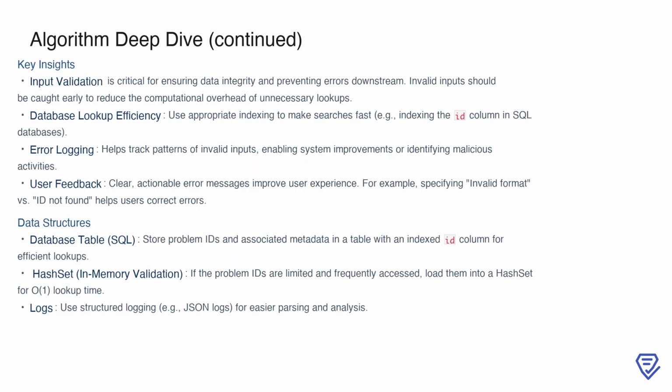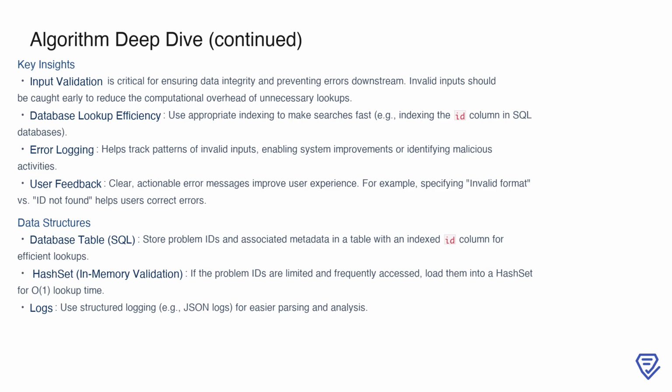Now, there are some key insights to keep in mind to improve the efficiency and reliability of this algorithm. First, input validation is critical. By catching invalid inputs early, we not only ensure data integrity but also save system resources by preventing unnecessary database lookups. Next, for database lookups, it's essential to optimize search efficiency. Indexing that ID column in an SQL database, for instance, ensures that queries run quickly even as the database grows. On the error handling side, structured logging plays a vital role. By logging invalid inputs in a structured format, such as JSON, it becomes easier to parse and analyze this data, whether for debugging or identifying patterns of malicious activity.